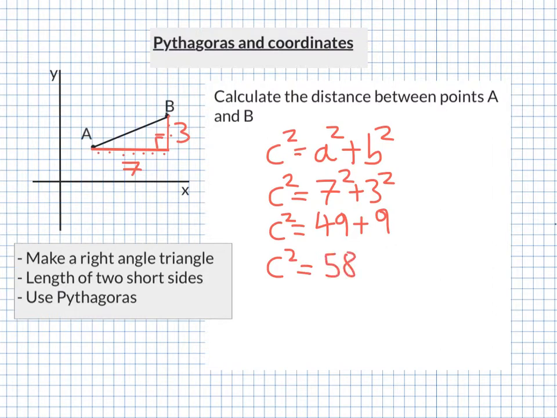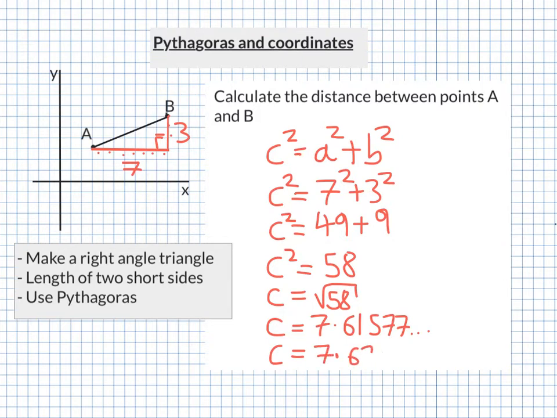58. Now I've got c squared equals 58, so c is equal to the square root of 58. So I use my calculator, and if I do the square root of 58, I'm going to get 7.61577... and then rounding that to 2 decimal places, I'm going to get 7.62. And that's my answer. The distance between A and B is 7.62.